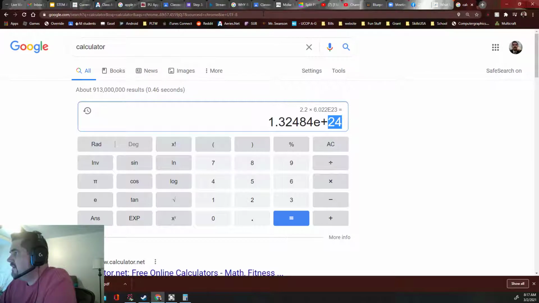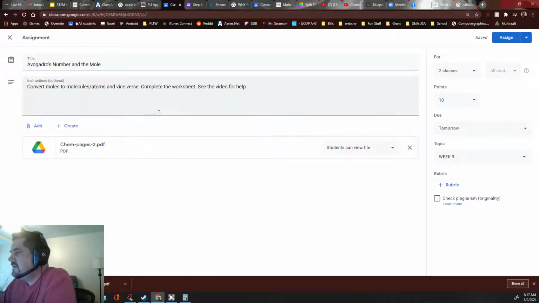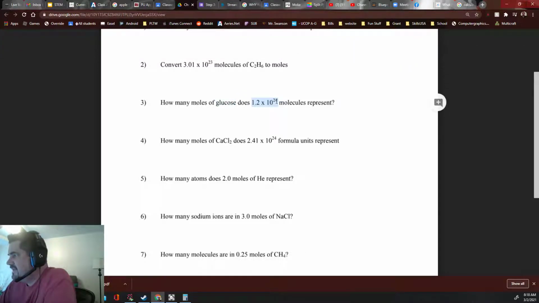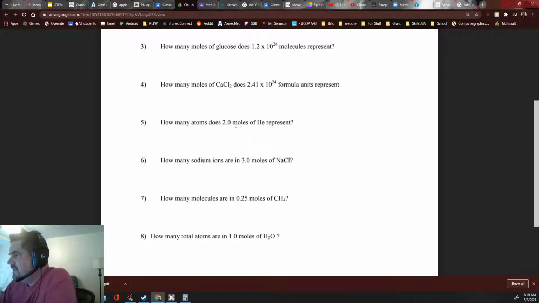If you do go back here, you'll see today's activity. Oops, it's not here. It's in a different one. There we go. And this is the actual worksheet. And you'll see you're just kind of converting. But notice that it says how many moles of glucose does this many molecules represent? Well, it doesn't matter if it's glucose or whatever. You're just taking this and dividing by Avogadro's number. This one, same thing. You don't need to look this stuff up at all. We have a certain amount of molecules. That means we have a certain amount of moles of the stuff. And this one, it doesn't matter about the helium. We have 2 moles of it, and that means we have a certain amount of them, and that's all there is.